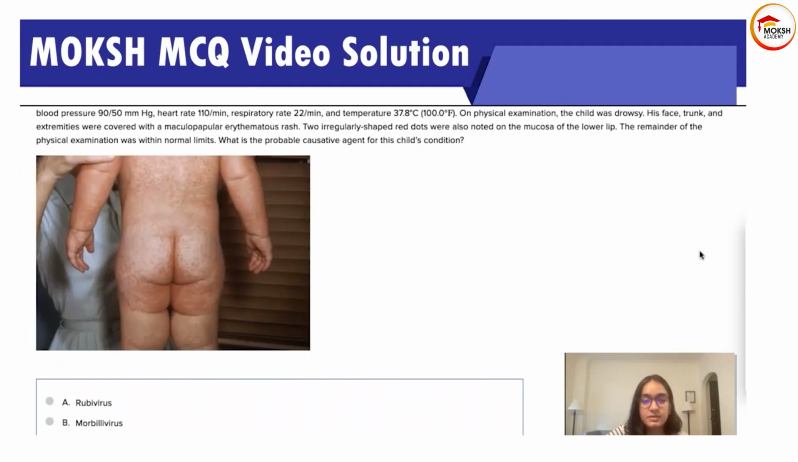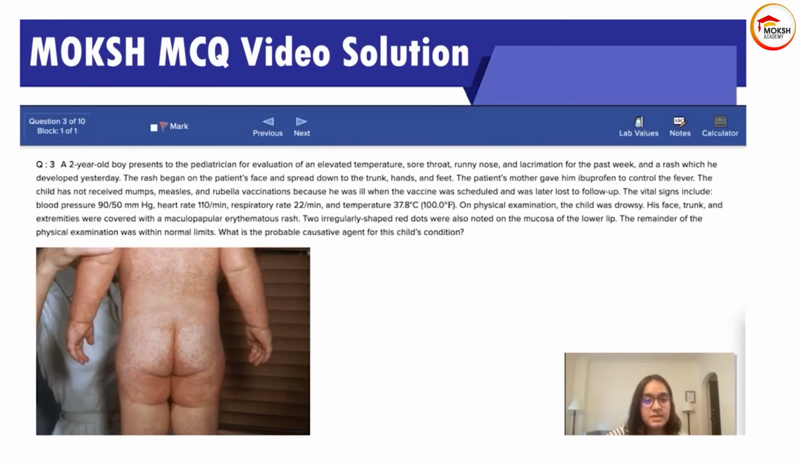Next question. A 2-year-old boy presents to the pediatrician for evaluation of an elevated temperature, sore throat, runny nose, and lacrimation for the past week, and a rash which he developed yesterday. The rash began on the patient's face, spread down to the trunk, hands, and feet. The patient's mother gave him ibuprofen to control the fever.